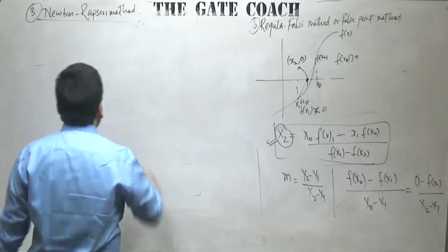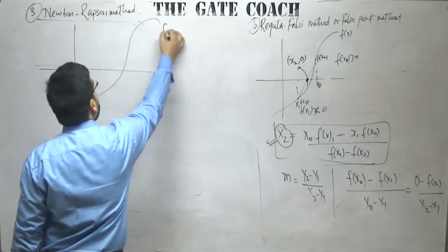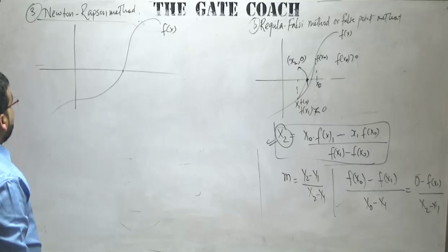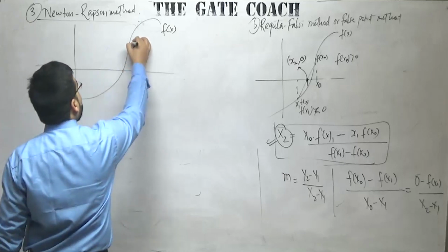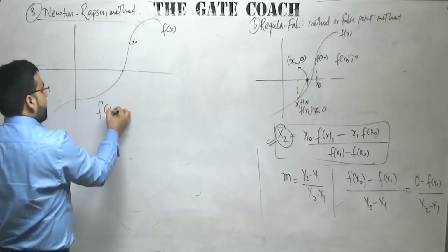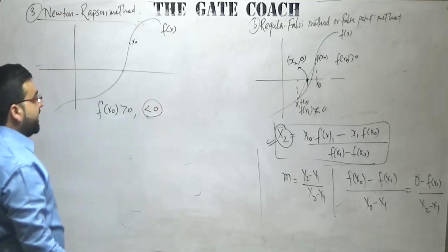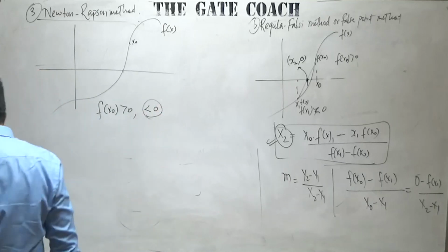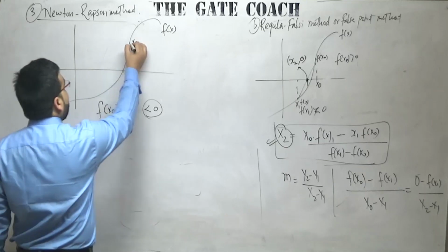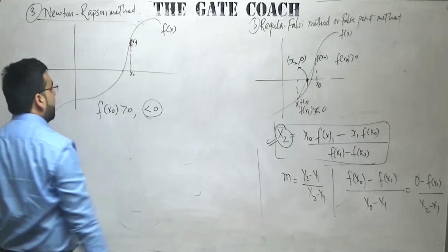Okay, for example, this is some graph. This is some f of x. This is the exact root. You get any point. Let us say this is the point, x0. Or this can also be the value of x0. Now, f of x0 can be greater than 0, it can be less than 0. It depends. This is the value of f of x0, and this is my x0.